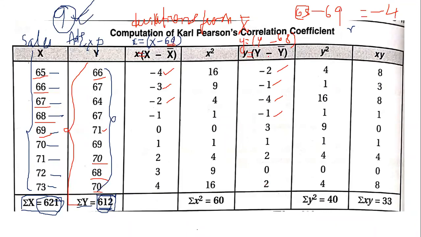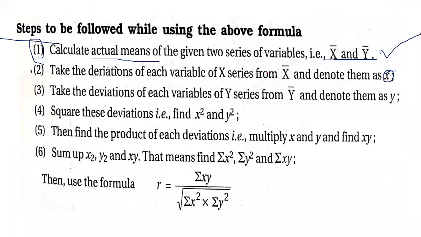Understood? So we find the deviations from Y bar now. Here it was deviations from X bar, and here it is deviations from Y bar. So this is our step number 2 and 3 that we found out. Take the deviations from each of the variable and name them as small x. Take the deviations from Y series and name them as small y. Okay, understood? Any doubts still here?